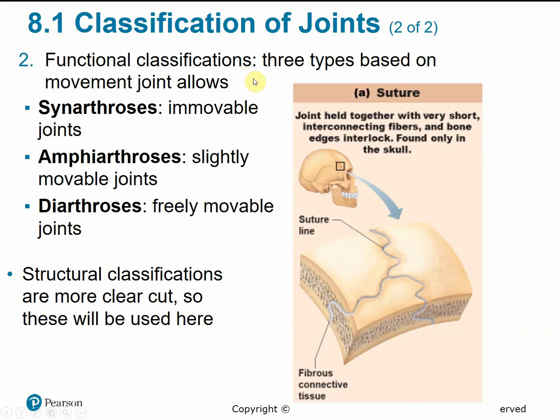Functional classification looks at what type of movement is allowed at that joint. A synarthrosis would be an immovable joint, so like the sutures of the skull. So this is technically a joint because we have two or more bones joined together or meeting, but it's not a movable joint, so it's a synarthrotic joint. Amphiarthroses are slightly movable, so amphi, kind of like amphibian, so it's kind of movable, kind of not. And diarthroses are your freely movable joints. The structural classifications are a little bit more clear-cut, so we will just primarily focus on those.